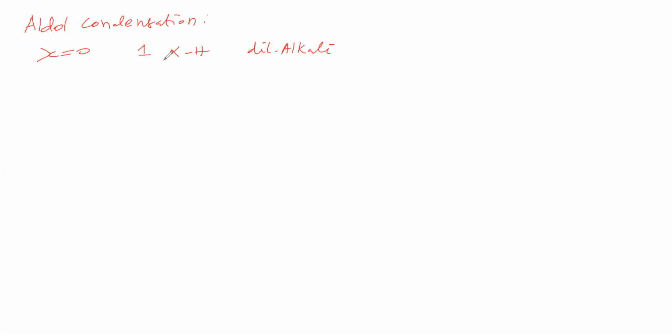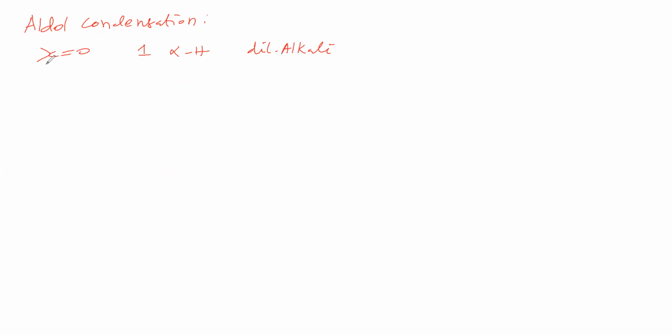So aldol condensation means we take a carbonyl compound. This carbonyl compound must contain at least one alpha hydrogen. Then dilute alkali must be there. Then only we will get aldol.